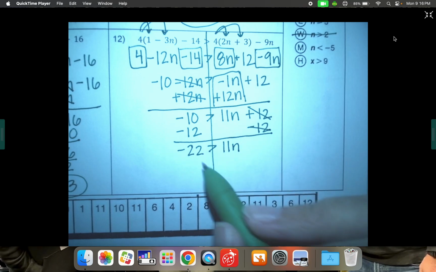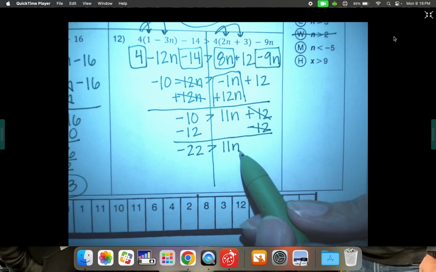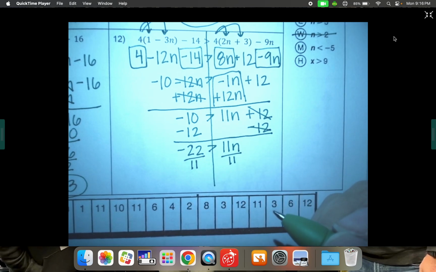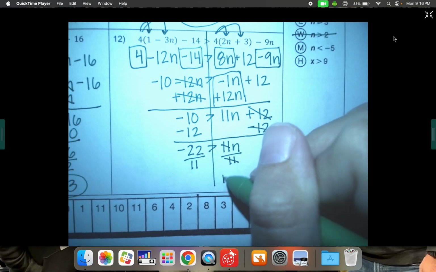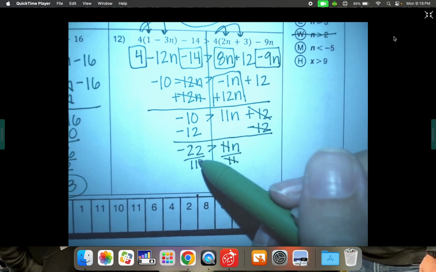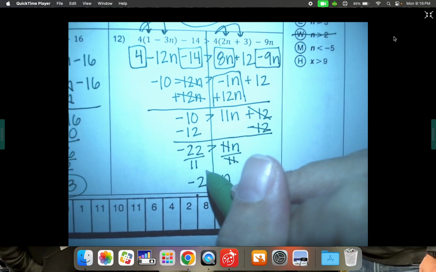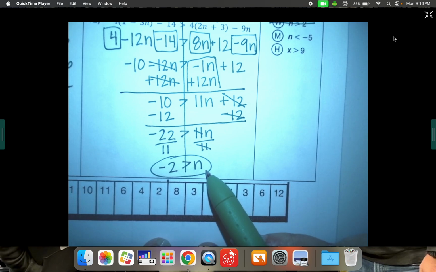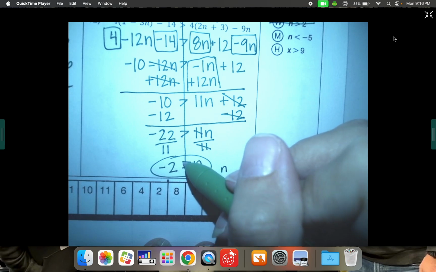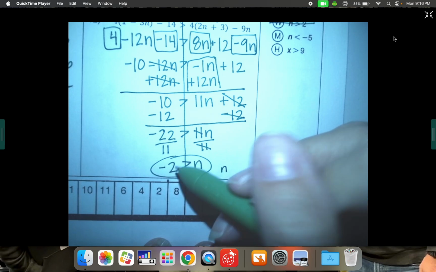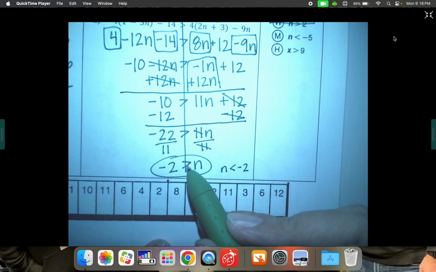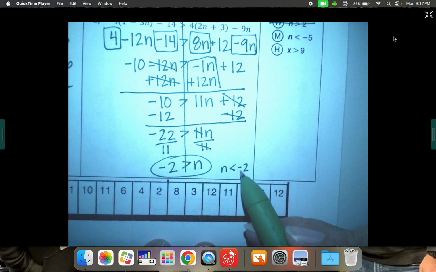And again, don't flip the symbol just because you see a negative. We are going to divide both sides by positive 11, which means I'm not flipping the symbol. I'm leaving it. So n, and then I'm just going to bring down the symbol as is. Negative 22 divided by 11 is negative 2. Now, again, in order to find this, we need to read it backwards, so you can rewrite it if you want. And the open mouth, the bigger mouth, is eating the negative 2, so it needs to go this way. N is less than negative 2.